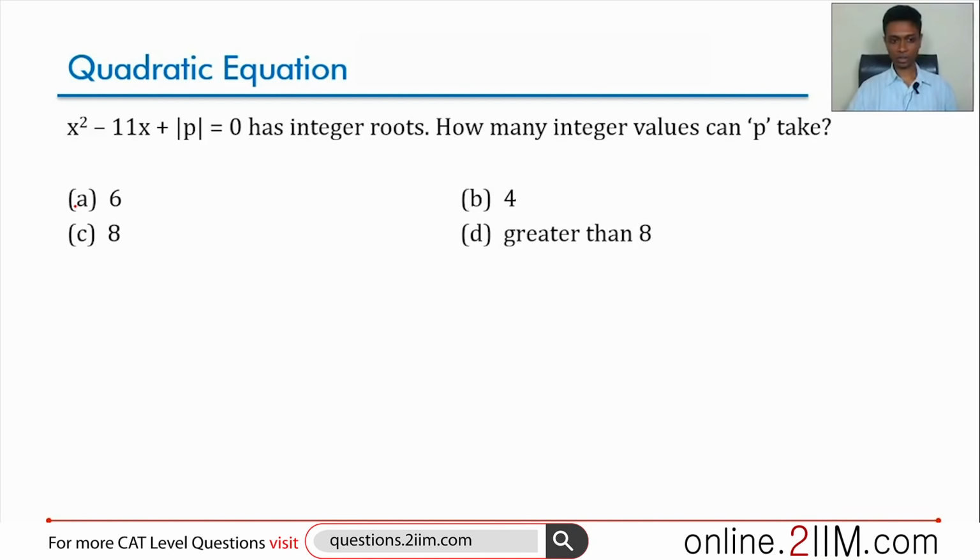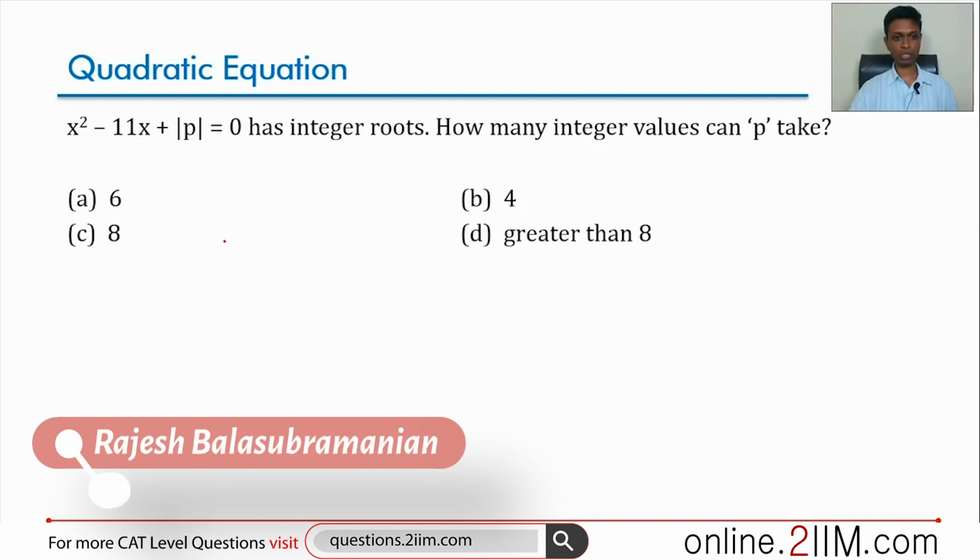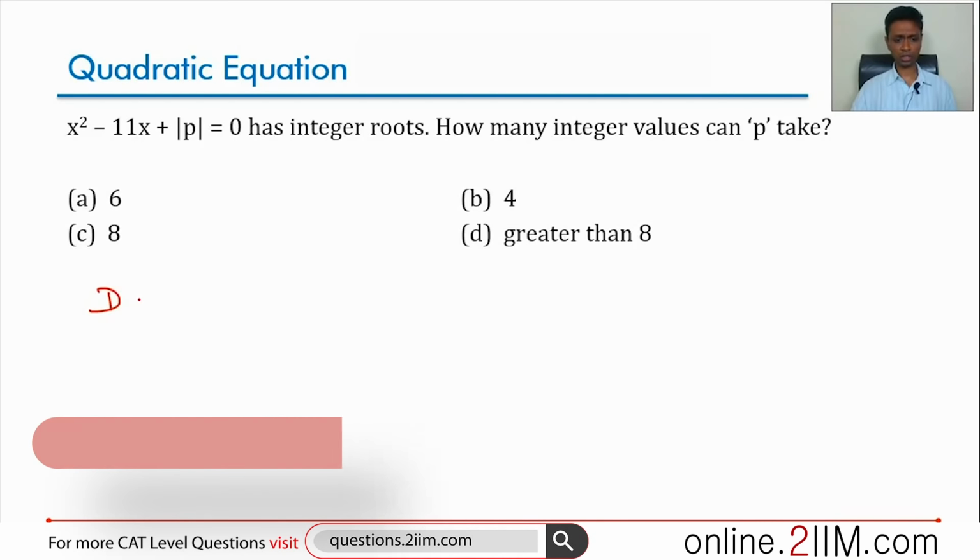Now think about this: x square minus 11x plus mod p equal to 0 has integer roots. How many integer values can p take? It has to have integer roots. It means, to start with, the discriminant b square minus 4ac has to be a perfect square.